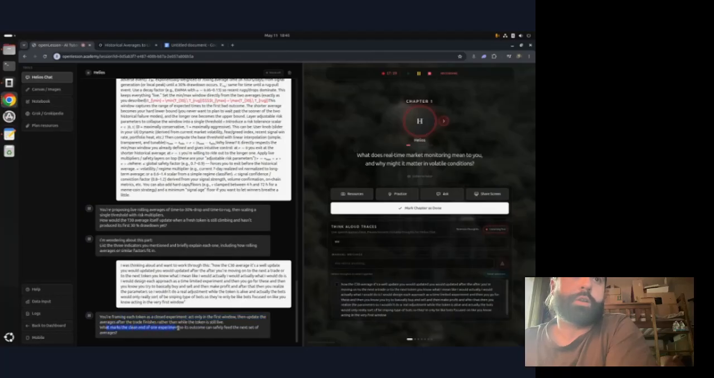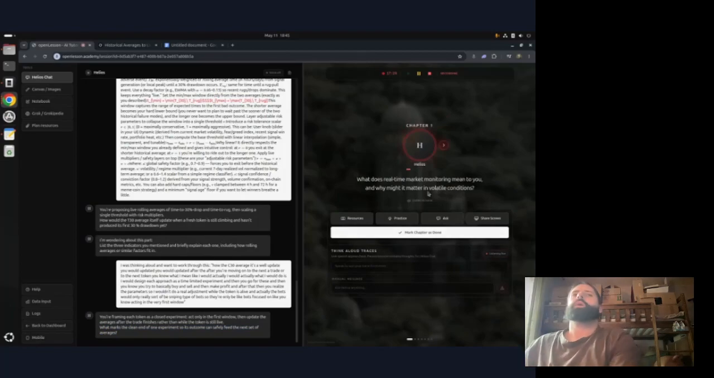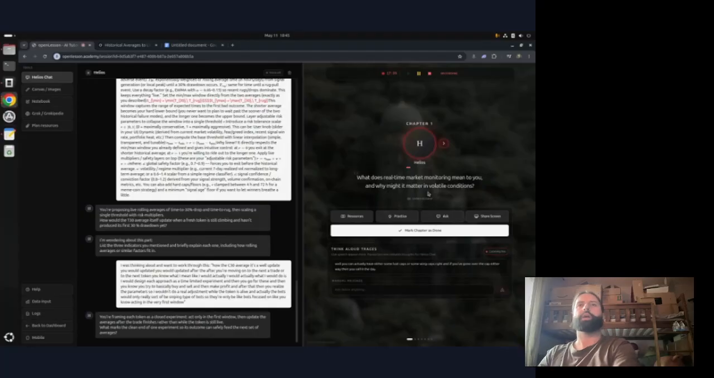What marks the clean end of the experiment? Well, you can have either some loss caps or some win caps, right? And if you've gone over the cap either way, then you call it a day, and that's it.